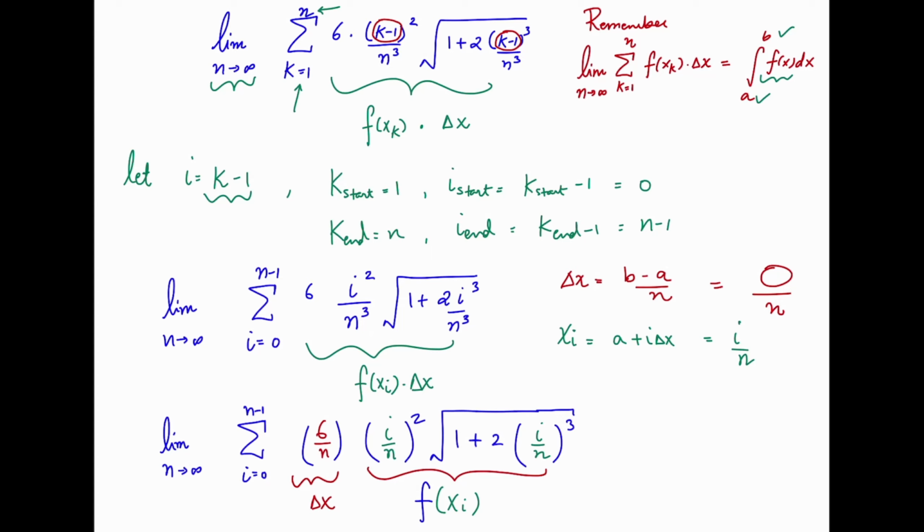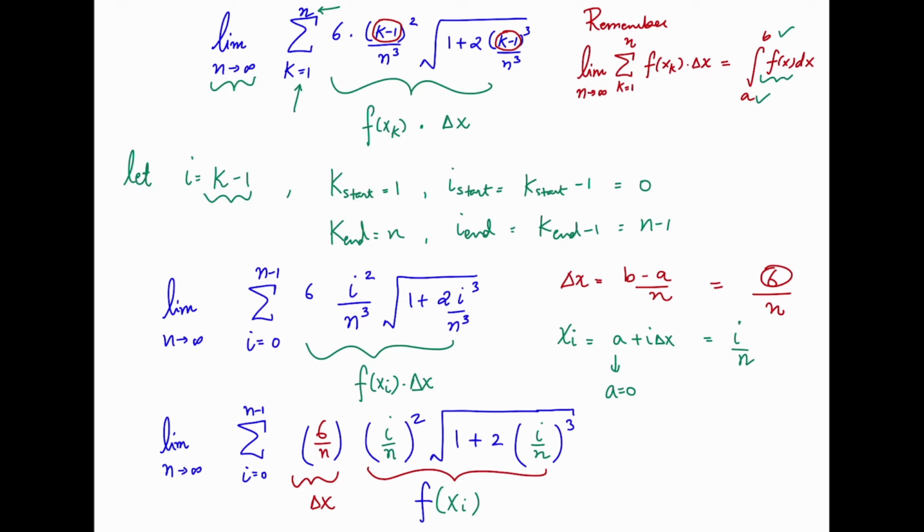So if x of i is going to be i over n, that means automatically that a must be equal to 0. That's one thing that we draw out of this. The other thing I draw out is that there's something that's not working here. The reason is that if you chose your delta x to be 6 over n, the formula will not work out.